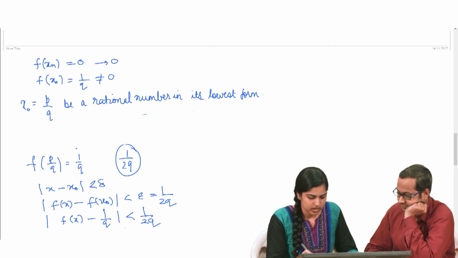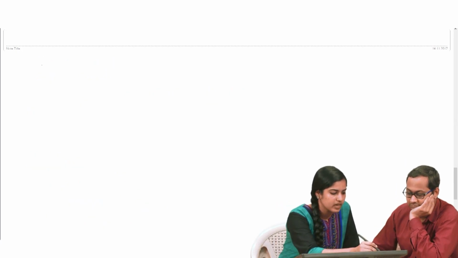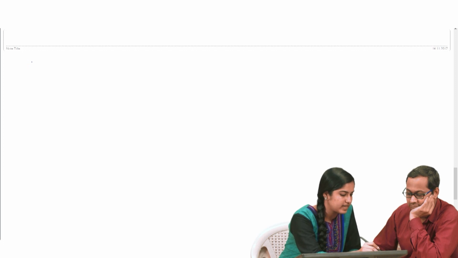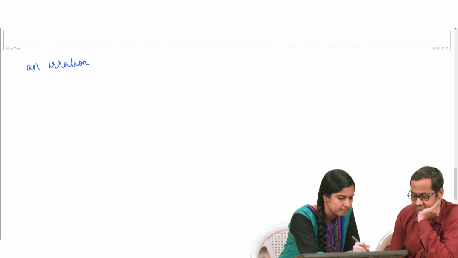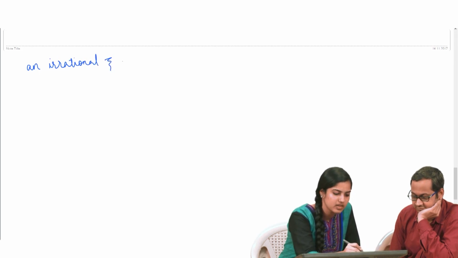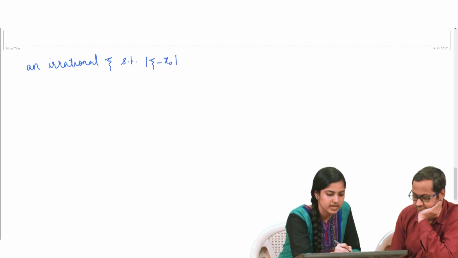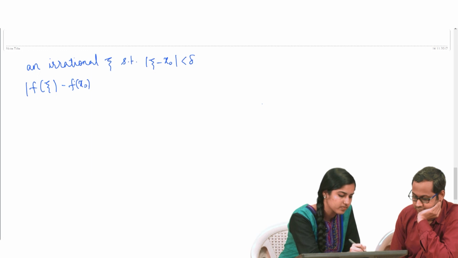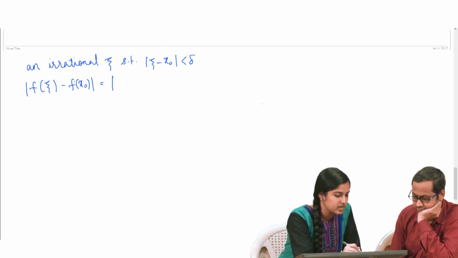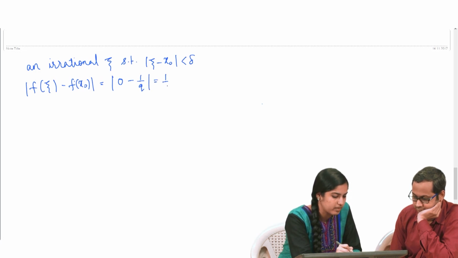Okay. So what we can do is, we can always find an irrational number xi close to x naught, such that mod xi minus x naught is less than delta. And now for this xi, f of xi minus f of x naught is equal to, since xi is irrational, f of xi is 0, minus f of x naught, which is 1 by q. This is equal to 1 by q, but this is not less than 1 by 2q.